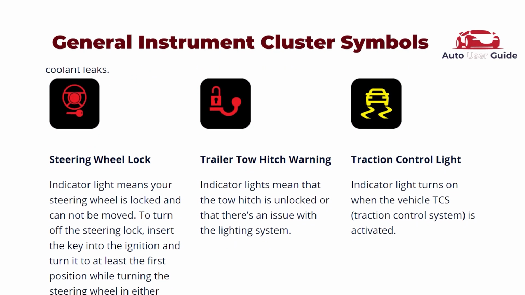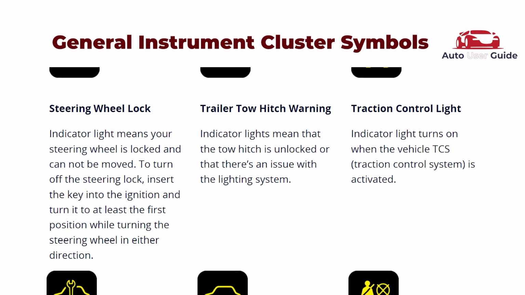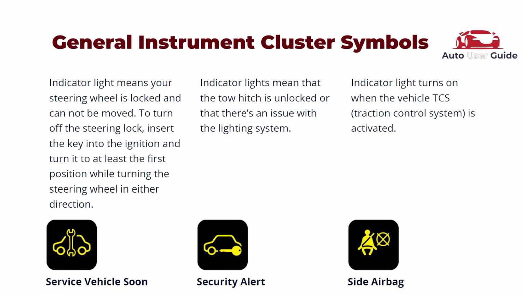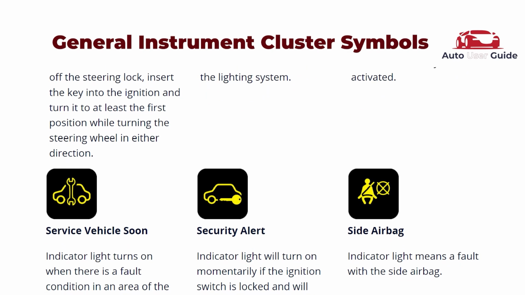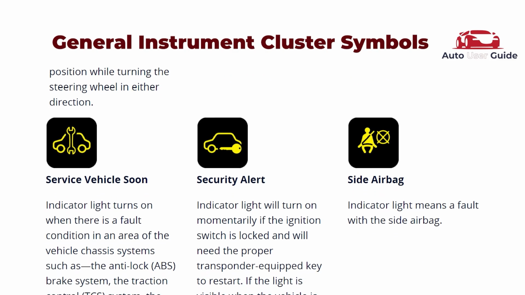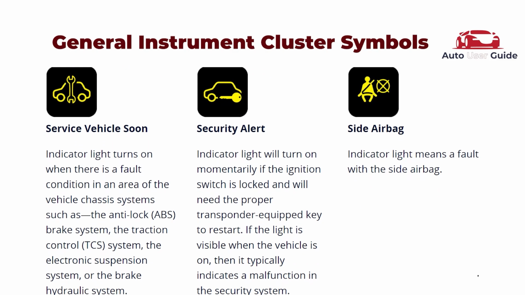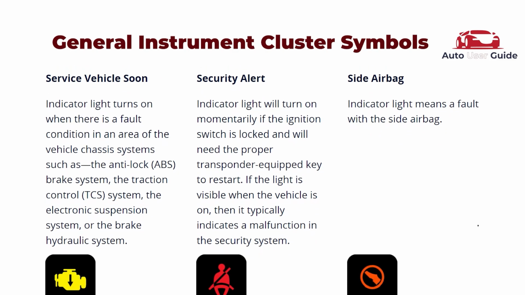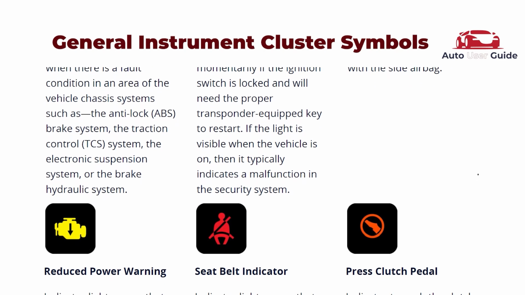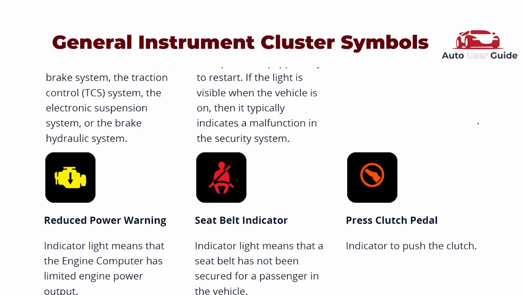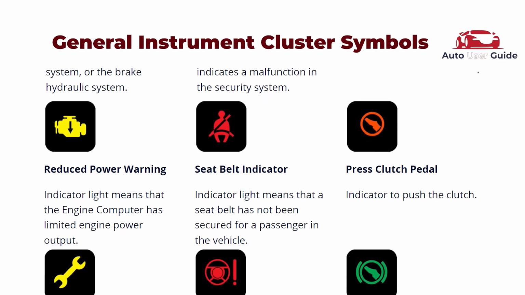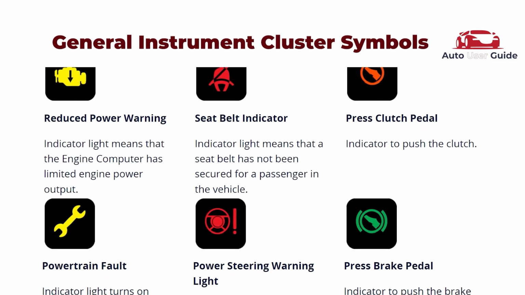From the check engine light to the oil pressure and battery indicators, each symbol serves as an alert to help you take action before a small issue becomes a bigger problem. Understanding these warnings can give you peace of mind, keeping you aware of potential issues and allowing you to address them promptly. Now let's dive into the most common symbols you may encounter and what they mean for your vehicle.